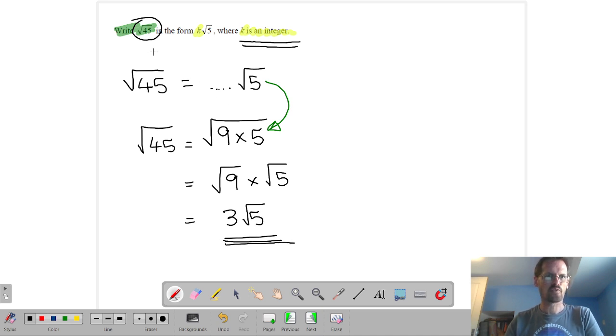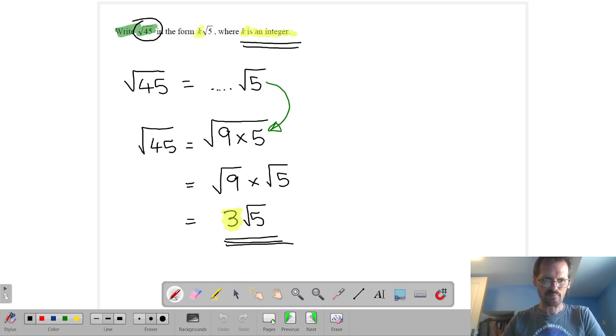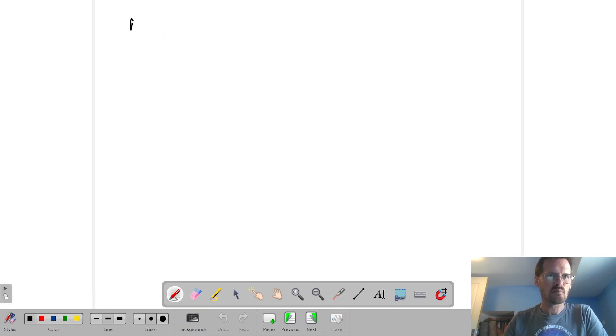So we've written the root 45 in the form of something times root 5. What's the something? It's a 3, so k there is 3. So it's just another way of saying simplify root 45. Nothing more complicated than that. Now, before we do this next question, we need to talk about multiplying and dividing. So, multiplying surds, it's quite easy.